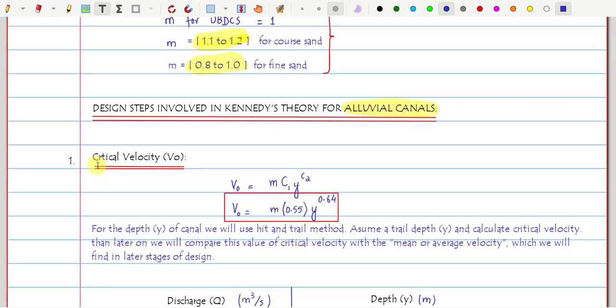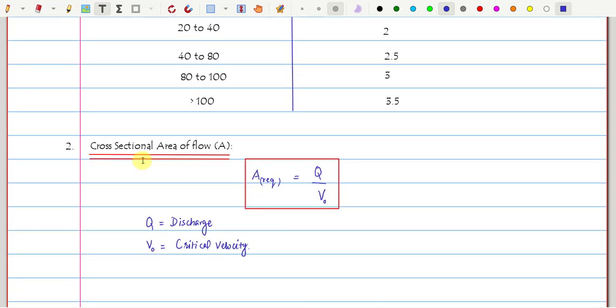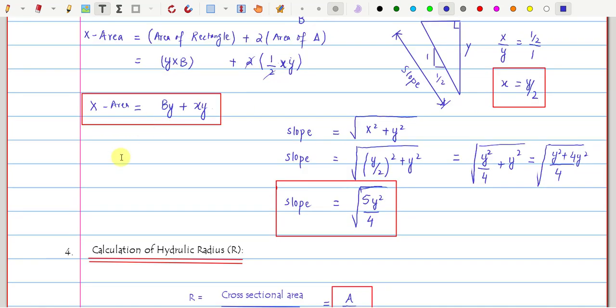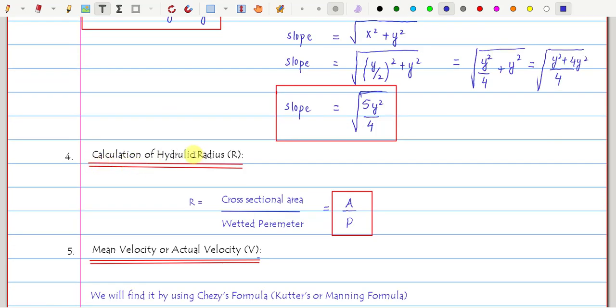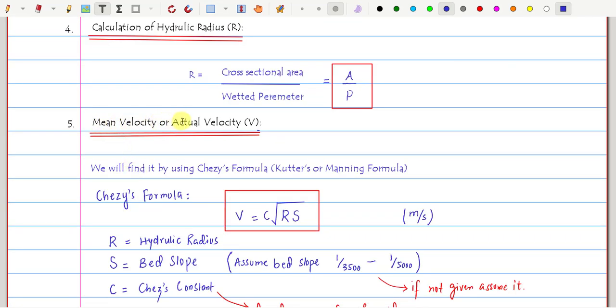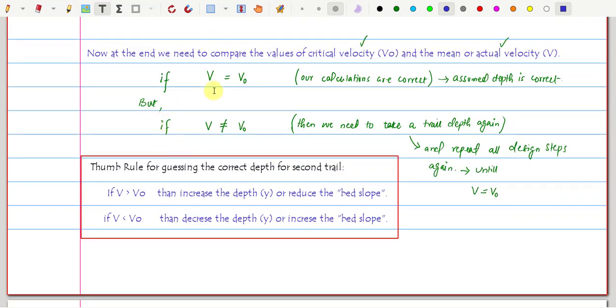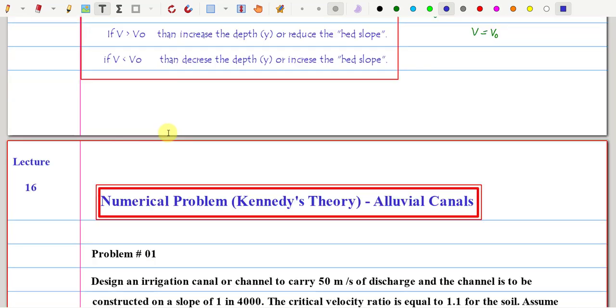These were the steps. The first step was to find the critical velocity. The second step was the cross-sectional area. The third step was to find the parameters of the canal. The fourth step was to calculate the hydraulic radius. The fifth step was to find the mean or actual velocity. At the end we compare the values of V and V naught. On the basis of this, we can either finalize our design or redo the calculations by changing the depth if V is not equal to V naught. So these were the steps.